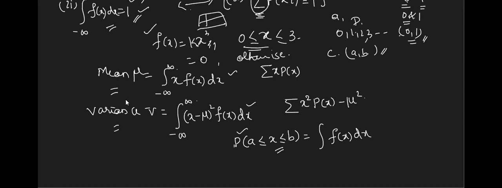What are the limits? Minus infinity to infinity? No, no, no. When you are finding the probability for x between a to b, the limits are a to b. A to b. Yeah. Tell me, if I'm having a less than x less than b, is it the same as with equal to also? Very important question.